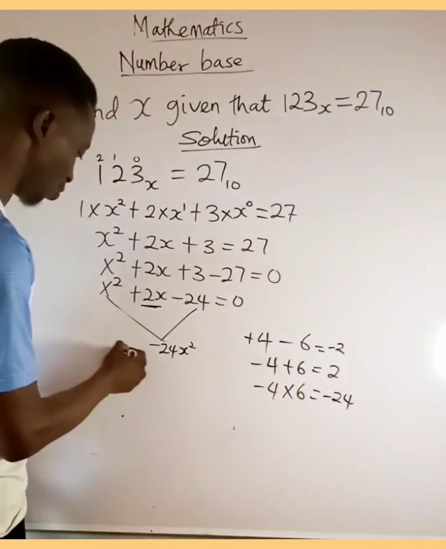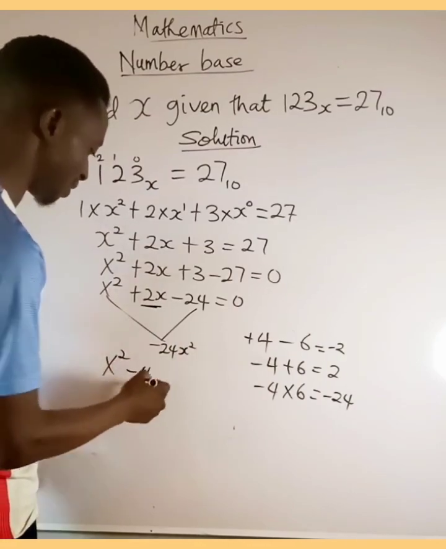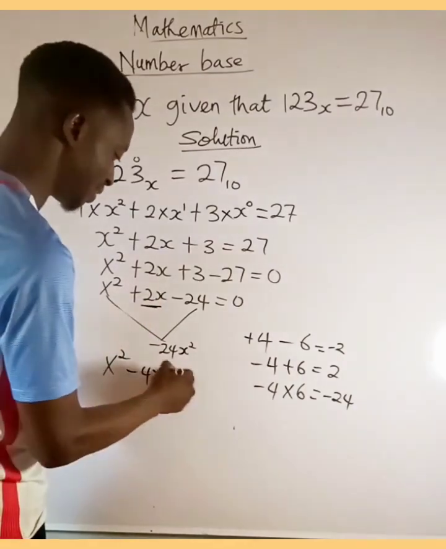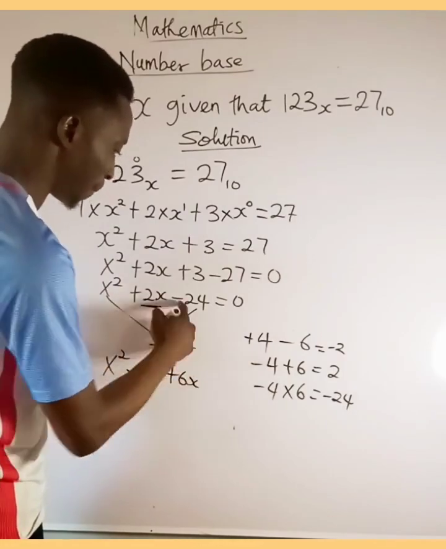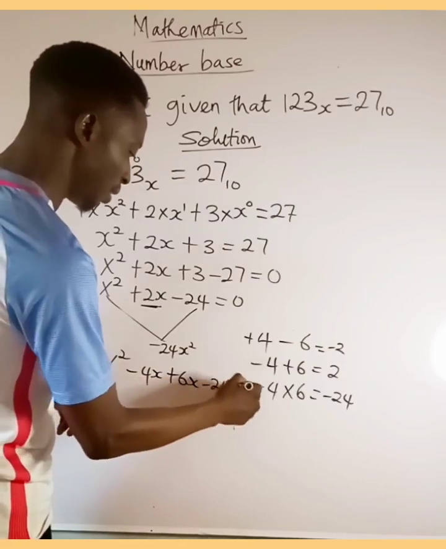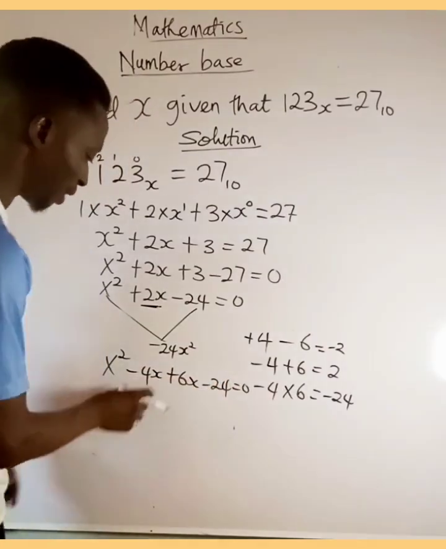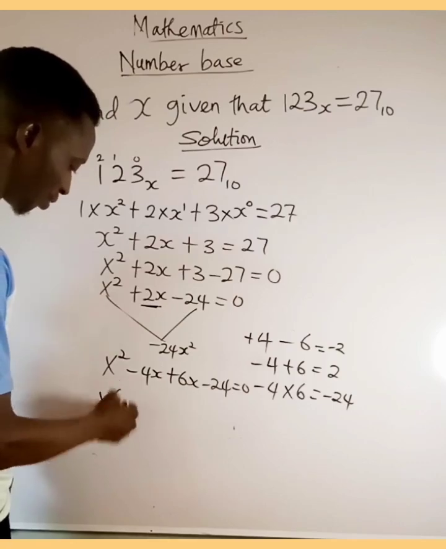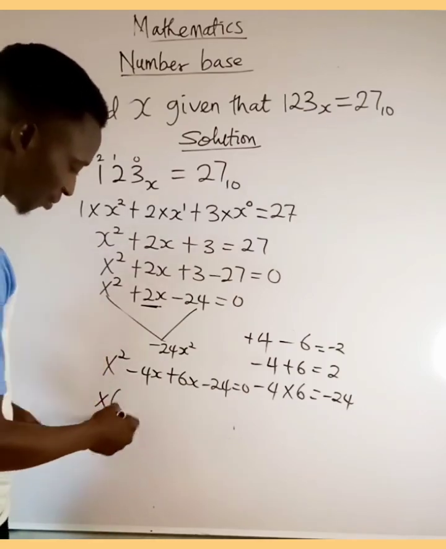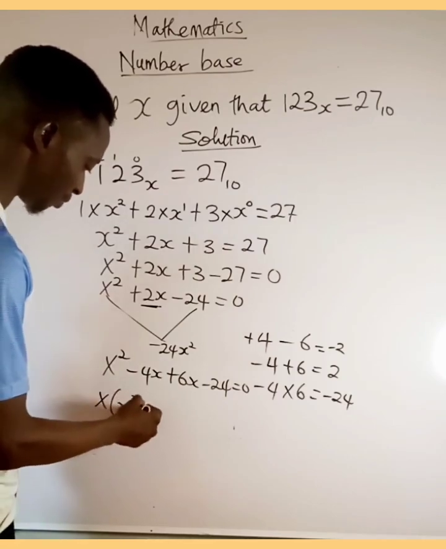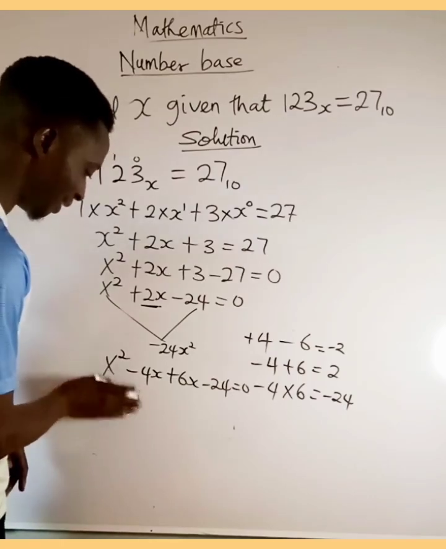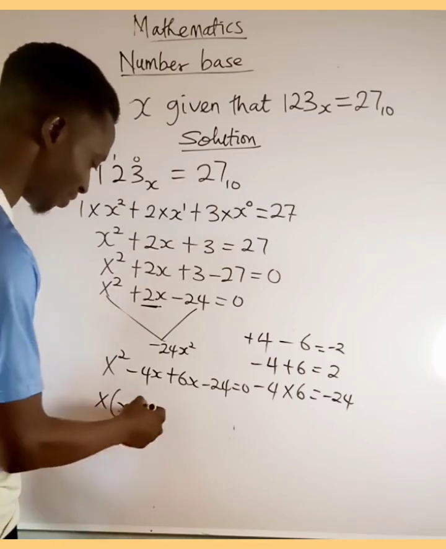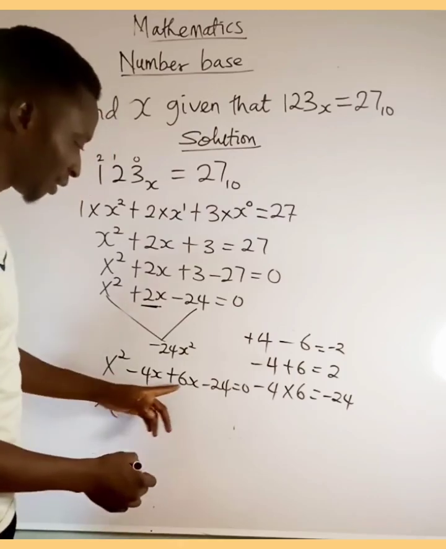So we have x squared, now I'll pick minus 4x. Don't forget the middle term has the variable x. So you put the variable x, plus 6x, attach the variable x to it, minus 24 equal to 0. Then if you look at this, what is common here? In the first two terms, x is common. Open bracket, x divided by x, you are left with x, then minus 4x divided by x, you are left with 4.